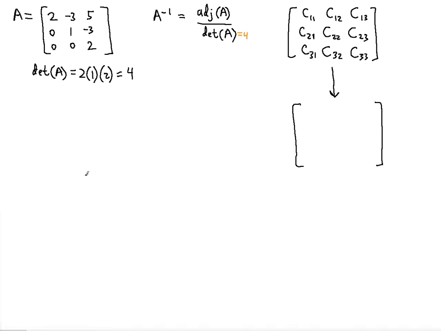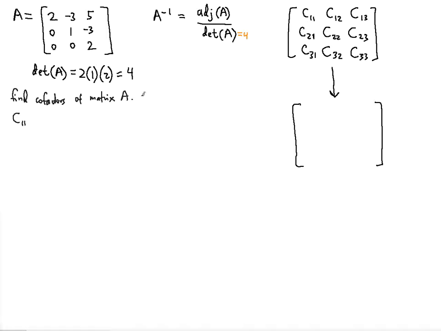Now we just need to find the adjoint, right? In order to use the adjoint, we actually have to find these entries, and then we need to find the transpose of these entries. And these are the cofactors, right? So find the cofactors of matrix A, the given matrix.